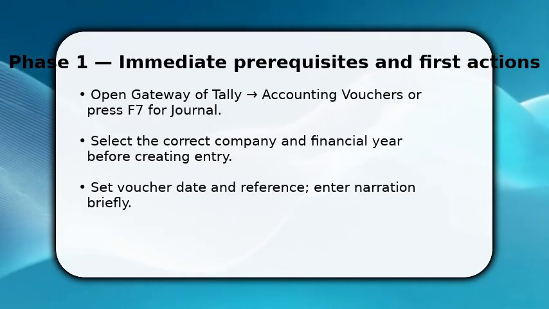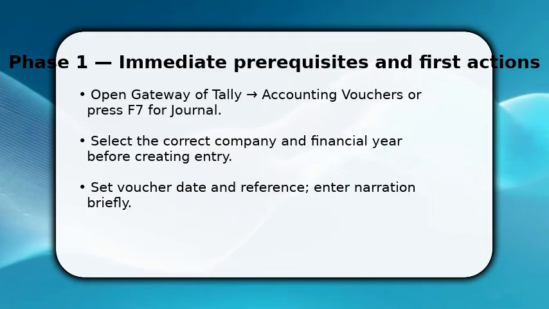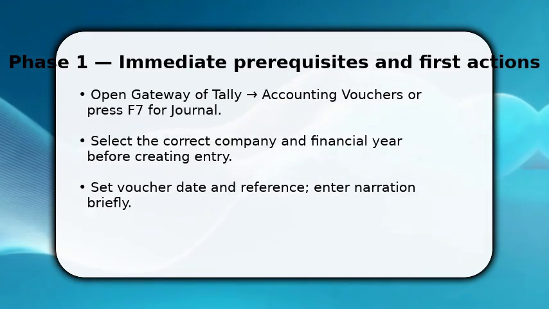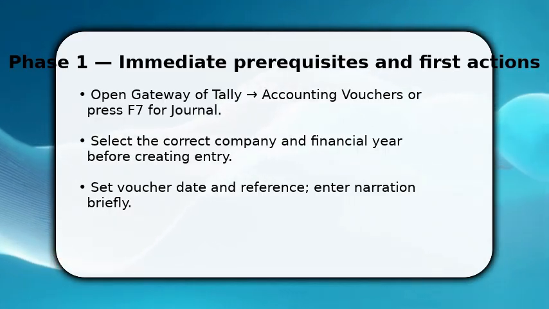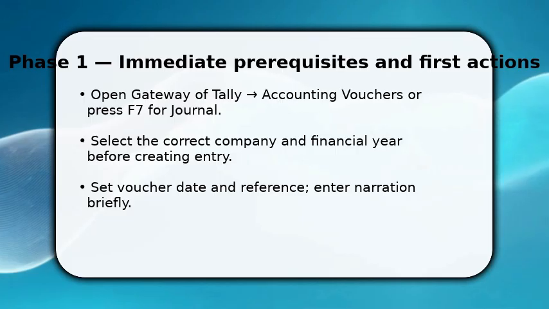You begin by opening accounting vouchers and choosing Journal or pressing F7. This puts you directly where entries are recorded. Choose the company and confirm the financial year, because postings affect reports instantly. Set the voucher date, add a unique reference, and type a concise narration explaining the purpose.